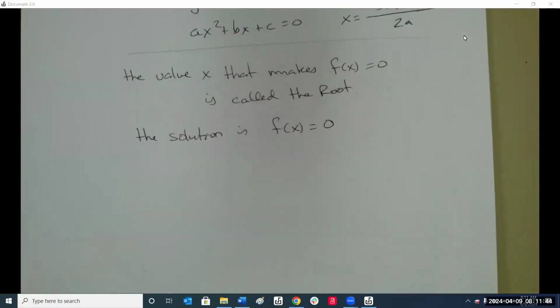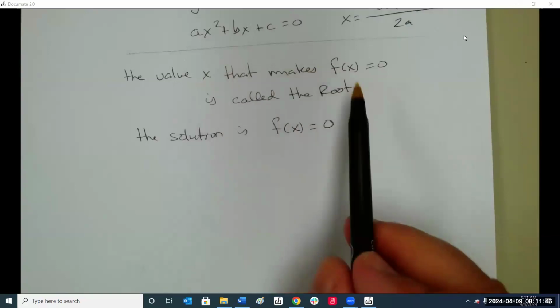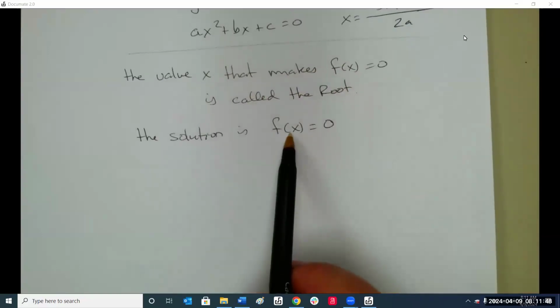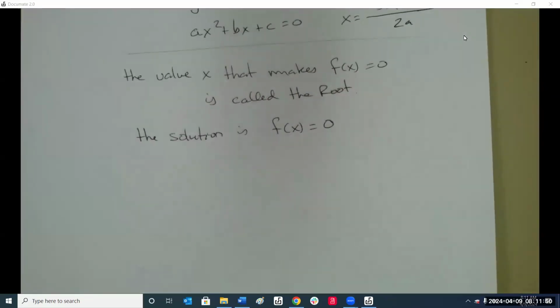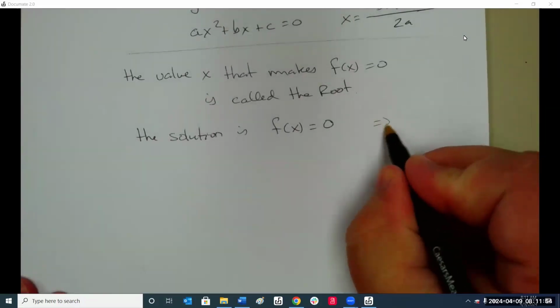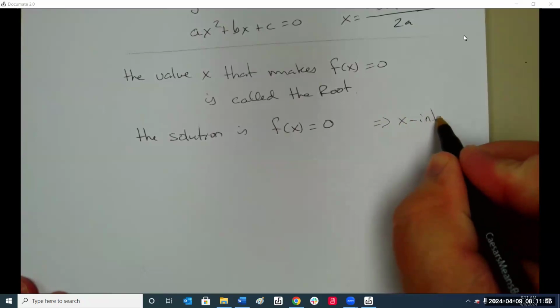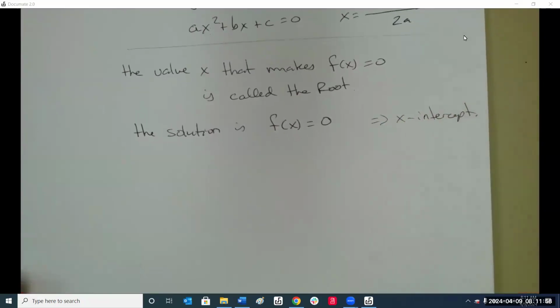So the root and solution are pretty synonymous. The x is the root. Plug the root into the function, you get the 0, you get the solution. Another name for these things is the x-intercept. So the root, x-intercept, the solution, the factor, all these are synonymous, really. They mean the same numbers.